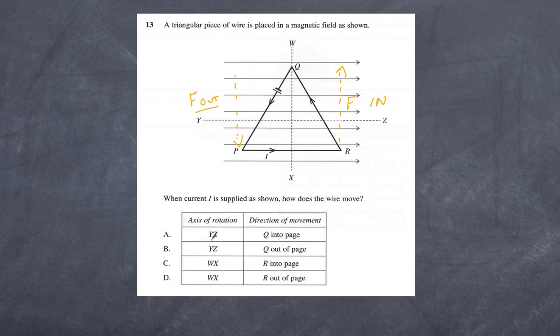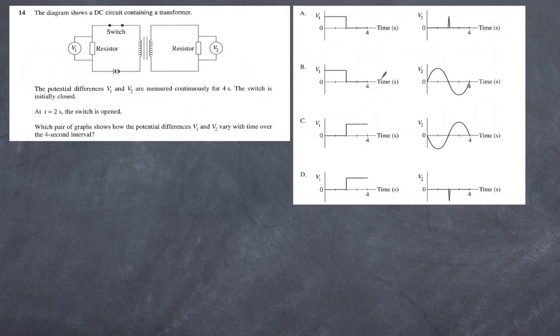So the question says, which way will it rotate? Well, it's not going to rotate around the YZ axis because there's no force pushing this here at all. So as a result, if this is going out and this is going in, you know it's going to rotate about the WX line. So therefore, these are possible answers. What's R going to do? Well, I've just established that R is going to go in and P is going to go out. Since we're only looking at R and P, R is going to go into the page, and so therefore the answer is C. We're getting a little bit more difficult again.